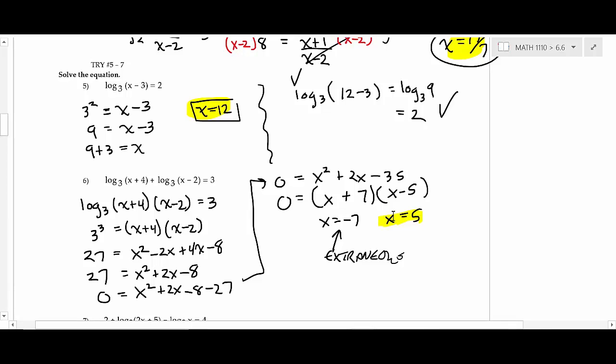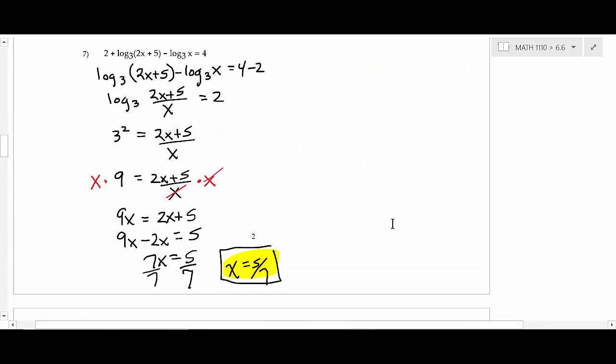All right. Now, what you're going to do with this one is you want to move the 2 over there. So you want to have all your logs together and your constants there. Then you put this together, since it's a subtraction, you put it together as log of a fraction. 4 minus 2 is 2. So that's the whole key to starting the problem, to get a log equals a number.